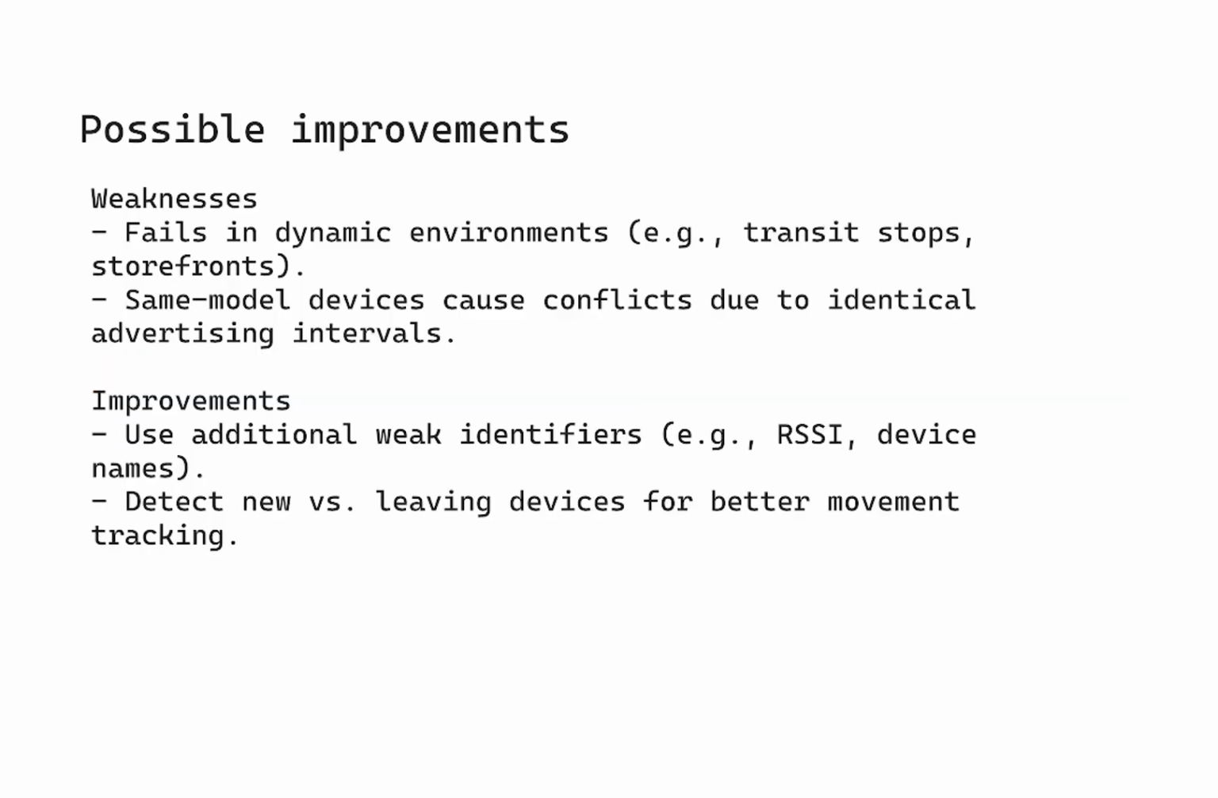So that brings me to potential improvements for the paper in future work. And as I was saying, while the method works well in stable environments, it fails in dynamic settings, such as transit stops or storefronts, where devices frequently enter and leave. And that comes from the assumption that MAC address changes are due to randomization rather than movement, so it doesn't work in those cases. And another limitation of this paper is in using the advertising interval.